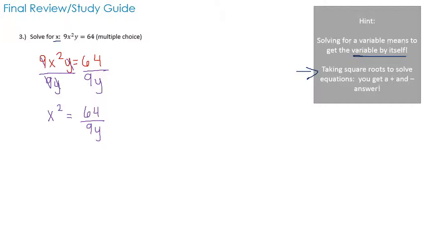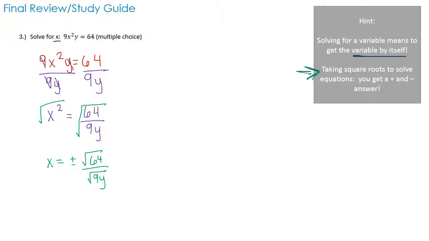We have x squared, and the inverse operation of x squared is to take the square root. So we're going to take the square root of this side. Whatever we do to one side, we have to do to the other. So now what we have is x is equal to, and this is where the second hint came into play. When we take the square root, we're going to have plus or minus. So plus or minus, and we can go ahead and just separate this. So it's square root of 64 over square root of 9y.